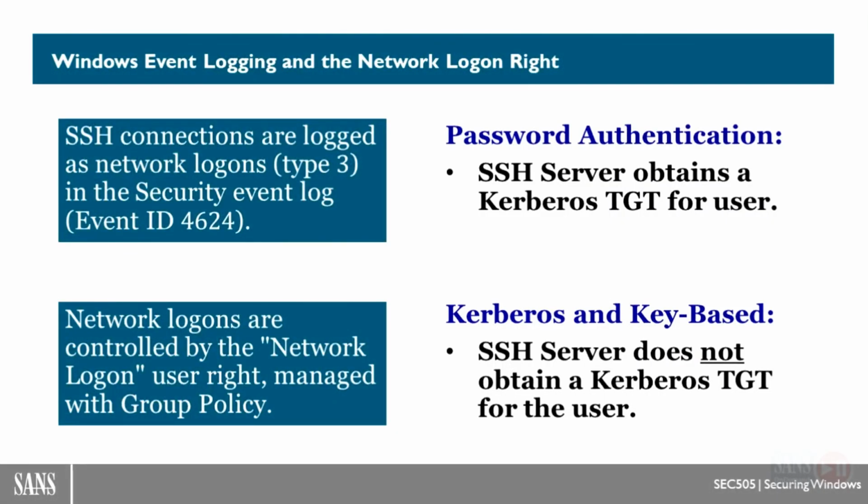Keep in mind that when you authenticate using SSH, with or without PowerShell, you are logging on with a Windows user account, and these are considered network logons, type 3 logons. So OpenSSH has its own textual log file, but when you authenticate with a Windows user account, you can also look in the normal Windows security event log for network logon type 3. That corresponds to event ID 4624.